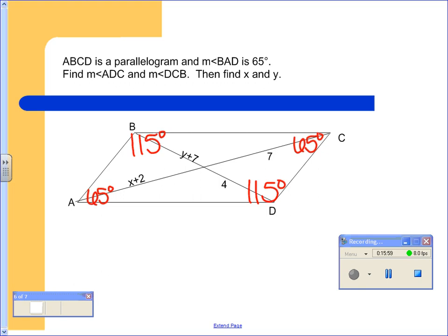Okay, now we have to find x and y. Are you paying attention? Or are you doing homework?